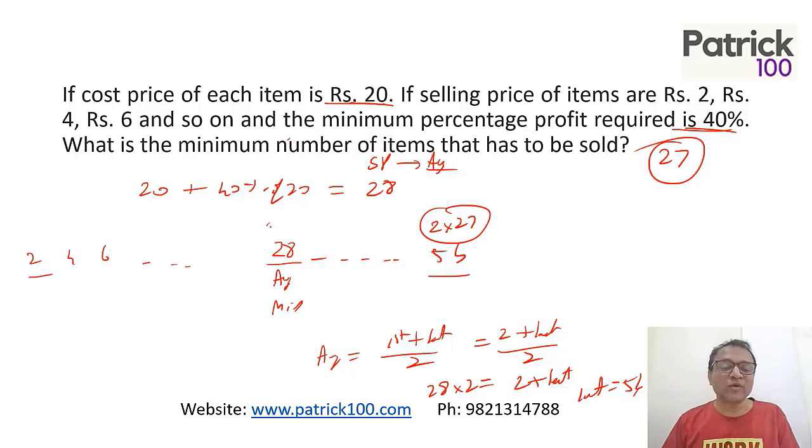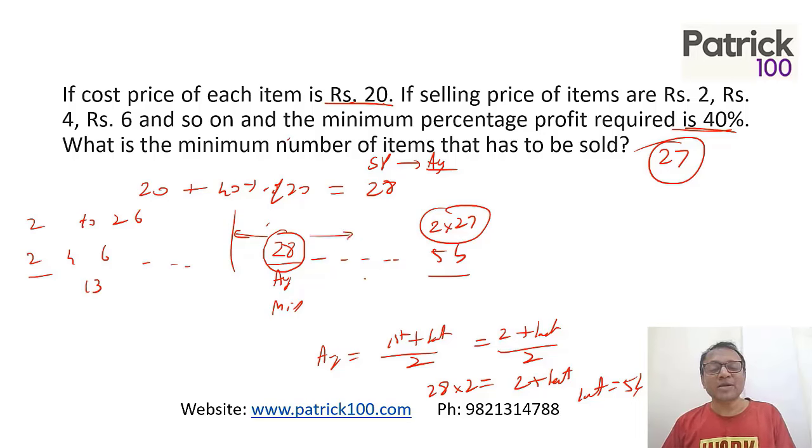You can also directly calculate from here. The moment you know 28 is the middle term, before 28 you have 2 to 26, which is 13 terms. After 28 there will be 13 terms. So 13 terms before, 13 terms after, plus the 28. So you'll have a total of 27 terms.